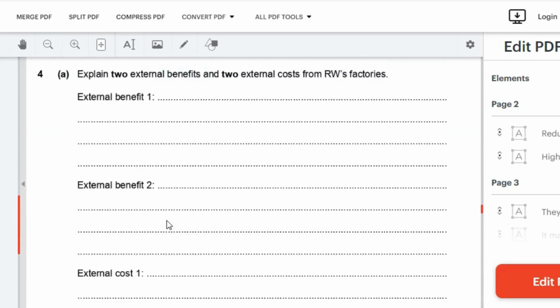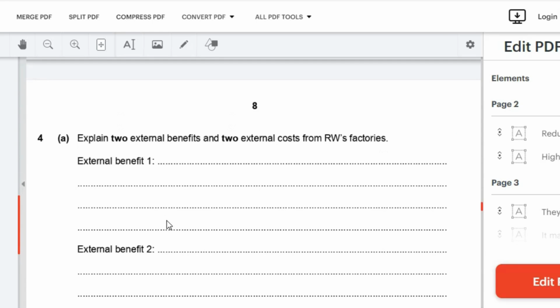Now we move to question 4. Question 4 says we should explain 2 external benefits and 2 external costs from RW's factory. That is the new factory of RW. What are the external benefits and the external costs that you think come out from RW company?